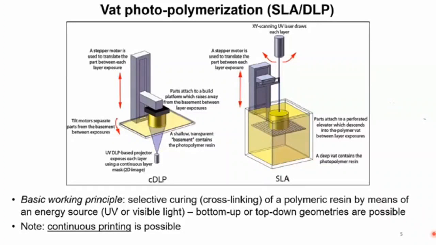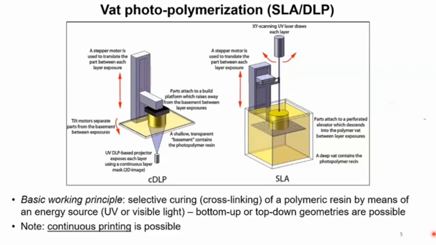material. So the basic working principle for both technologies is selective curing, meaning cross-linking of a polymeric resin by means of an energy source. And you can have so-called bottom-up or top-down geometries depending on where the light source is with respect to the component that you're building.